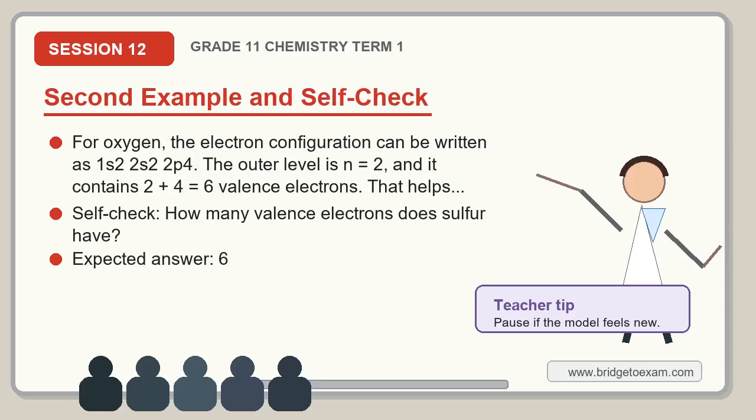Now answer this self-check. How many valence electrons does sulfur have? A strong answer should include 6.